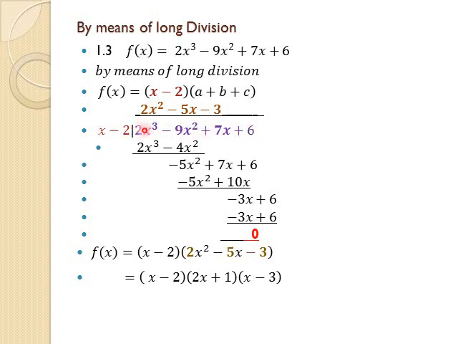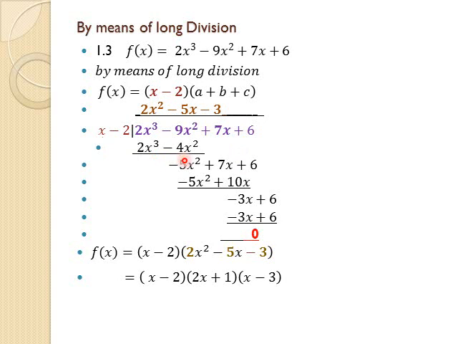Alright, so x times what would give me 2x cubed? x times 2x squared. My apologies. So 2x squared times x would give me 2x cubed. 2x squared times negative 2 gives me negative 4x squared. Very important, we say 2x cubed minus 2x cubed, which gives me 0. So therefore this becomes minus 9x squared minus 4x squared. So minus 9 plus 4x squared would then give me minus 5x squared. Carry 7x down, carry 6 down.